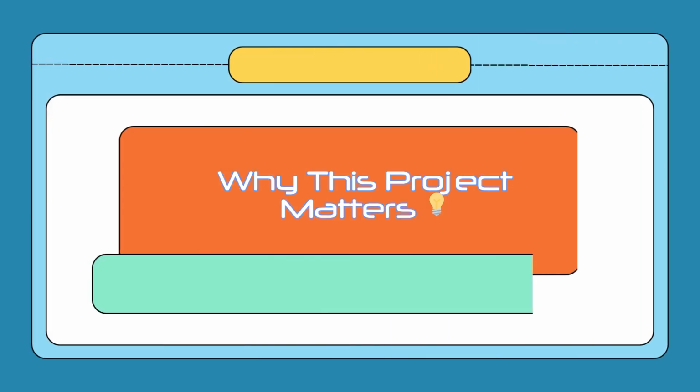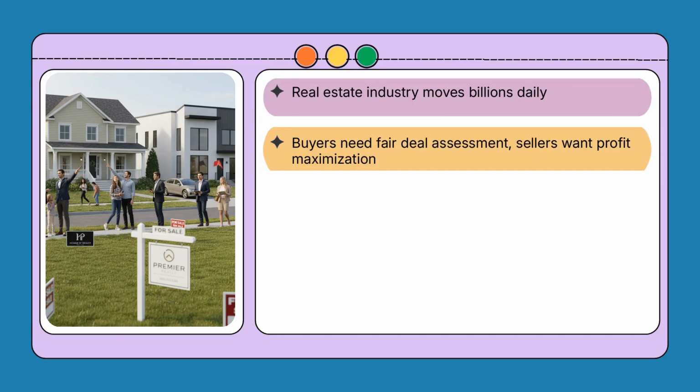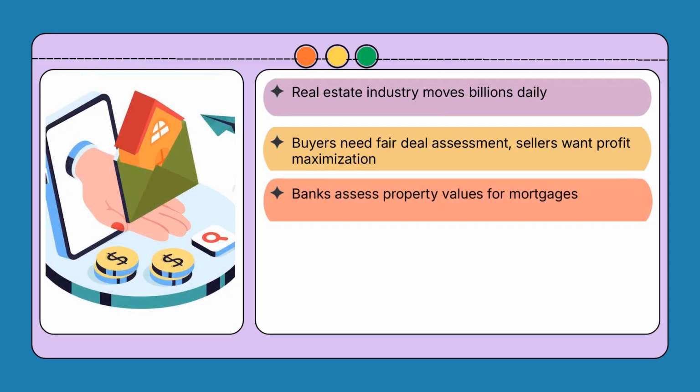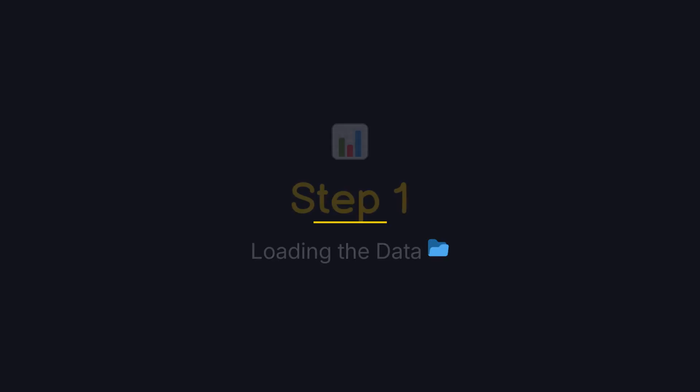Why this project matters. Before we dive into code, let's talk about why this matters. The real estate industry moves billions of dollars every single day. Buyers want to know if they're getting a fair deal. Sellers want to maximize their profit. Banks need to assess property values for mortgages. And all of this relies on accurate price predictions. Machine learning has revolutionized this space, and linear regression is the foundational algorithm that makes it all possible.